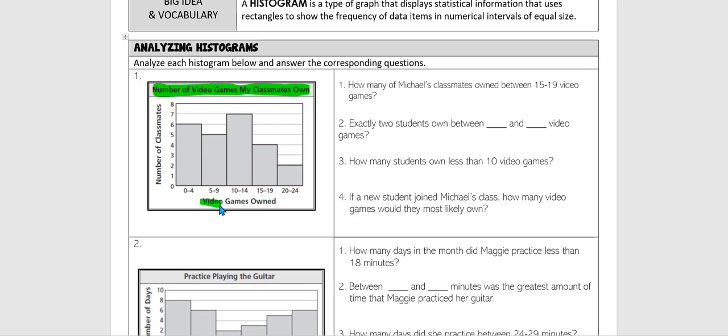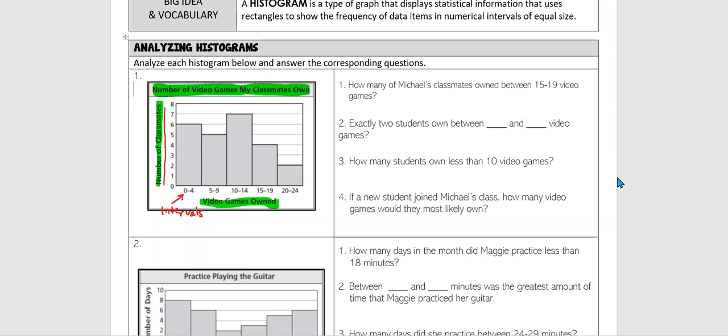In our data here, we have our title, we have our labels, so we have number of classmates, and we have video games owned. Down here we have our intervals. So we have 0 to 4, 5 to 9. These are our frequency, which we're also calling number of classmates because that's what we're measuring.